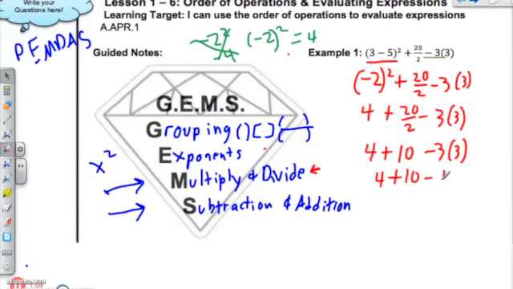-3 times 3 is going to give me -9. Now the subtraction and addition I do from left to right. So I do 4 plus 10 is 14, and 14 minus 9 is 5. So I get a final answer of 5.